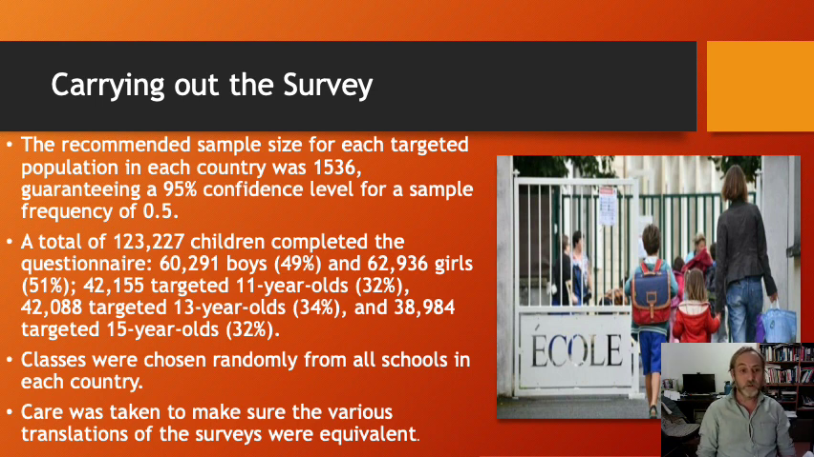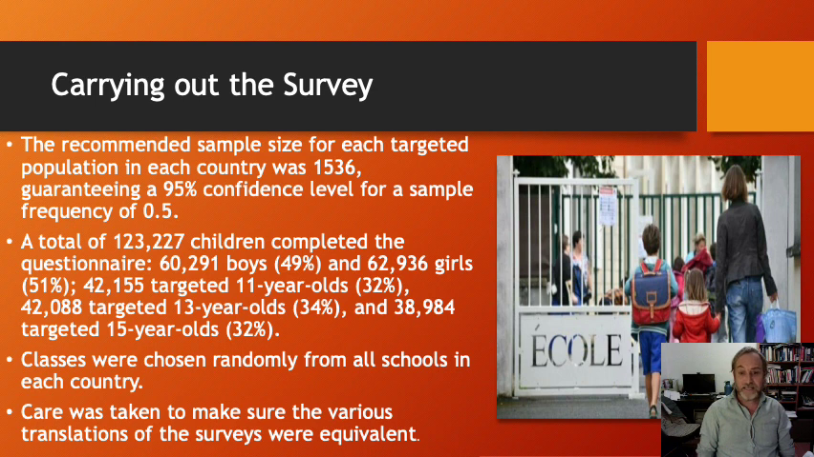Okay, so they had a total of 123 and some thousand children complete the questionnaire. Close to half and half boys and girls, about 49%, 51%. And then as well, they came pretty close to splitting it fairly evenly between 11, 13, and 15-year-olds, right? 32%, 34%, 32%.